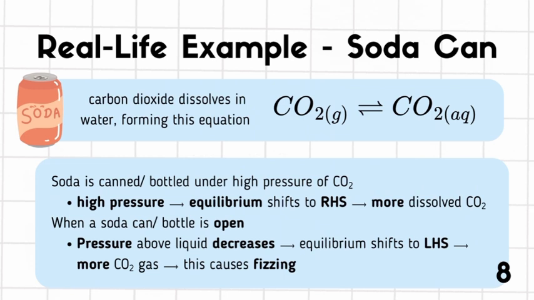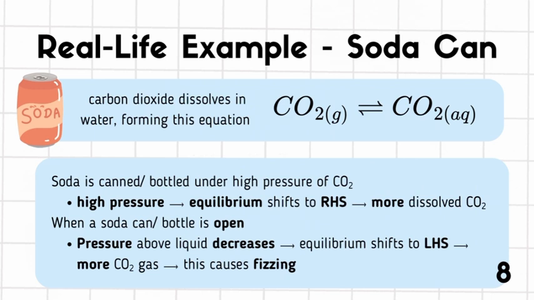Finally, let's take a real-life example that everyone's familiar with, a soda can. The equilibrium here is between carbon dioxide gas and carbon dioxide dissolved in the liquid. Inside a sealed soda can, the drink is kept under high pressure. This pressure pushes the equilibrium to the right, which means more carbon dioxide dissolves in the liquid. That's what keeps the soda nice and fizzy.